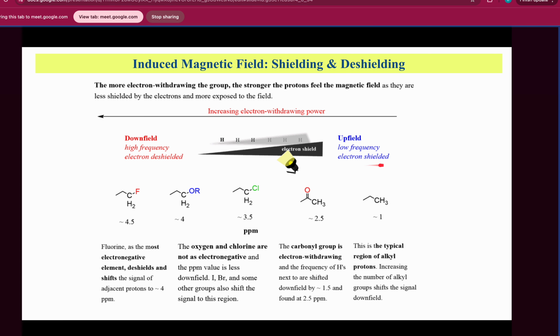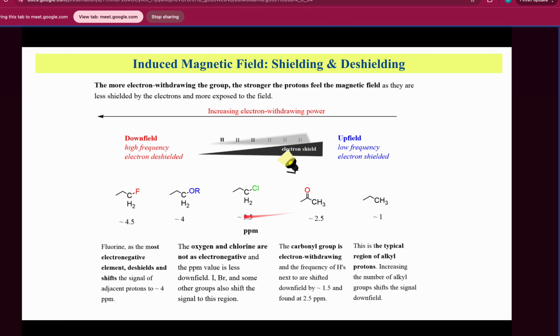So in this case, we have the electron donating groups. What are the electron donating groups? Such as this alkyl group. This is the electron donating group. So increasing the number of alkyl groups will shift the signal upfield. So in this case, this is the upfield.